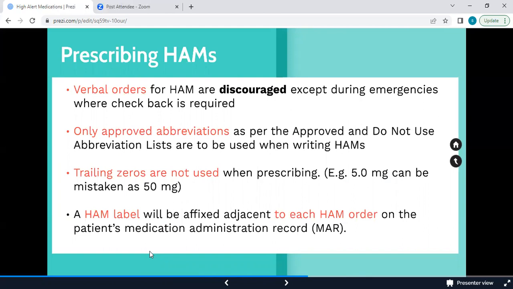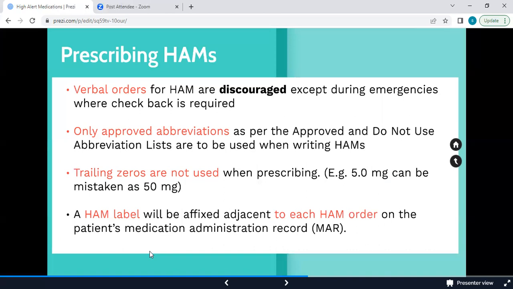It is the responsibility of you as a pharmacist, in a nice way, to correct any mistakes in the medication record written by the prescriber. And also, we said we have to avoid the trailing zero when prescribing, that is 5.0. Also, a high alert medication label has to be on the drug itself, the container, and it has to be in the MAR.